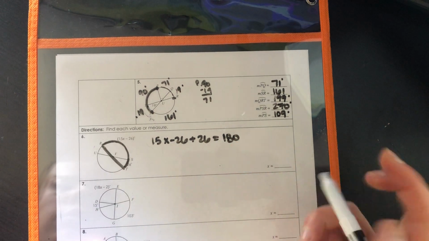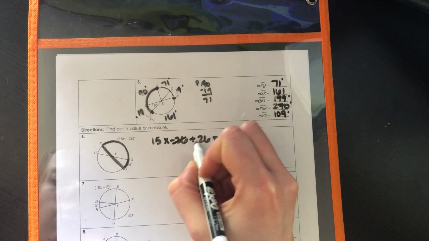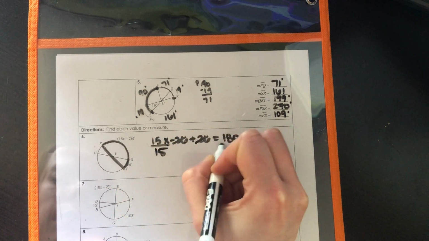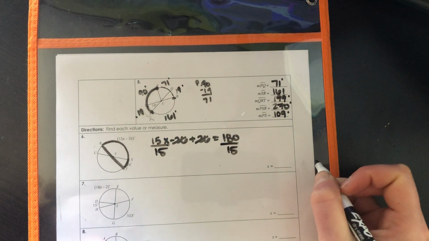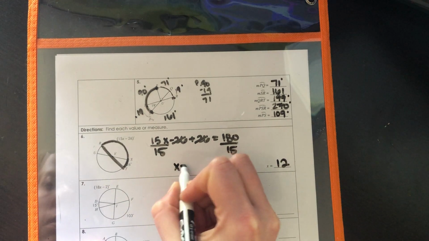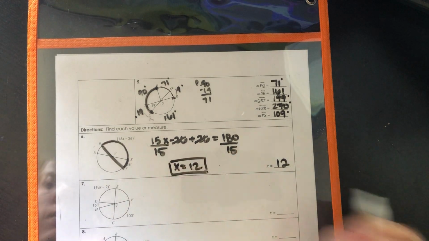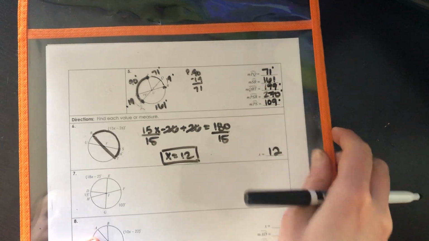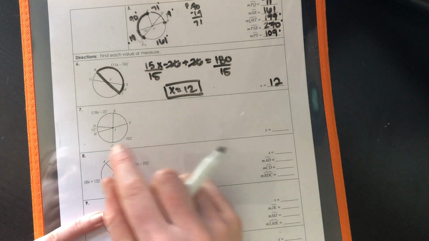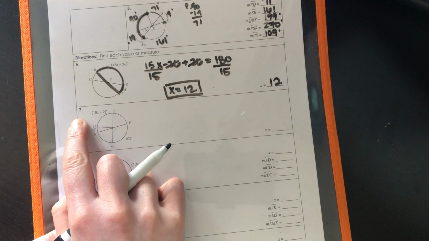I will combine like terms, solve for x. 26 minus 26 gives me 0. Divide by 15, and x equals 12. Ta-da! All right. I know you're thinking it's too easy, just wait for it. Well, let's keep looking.